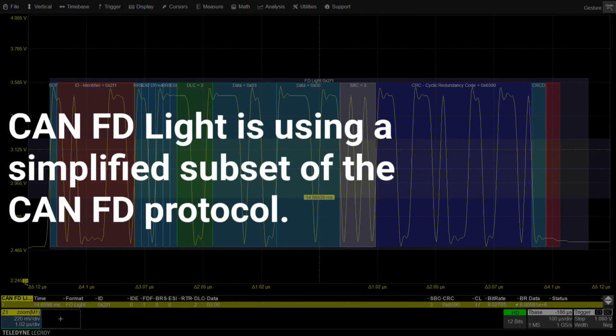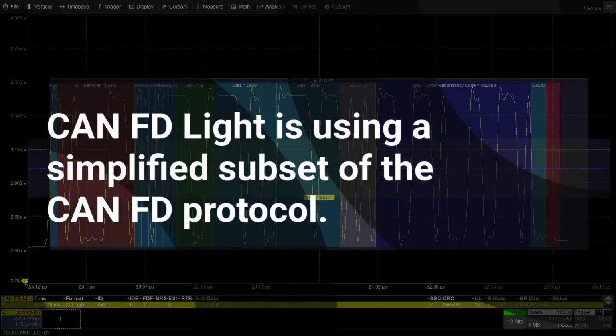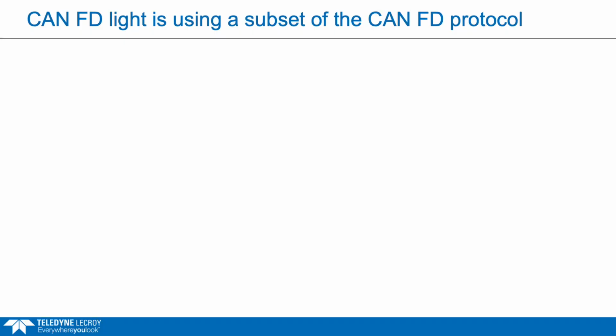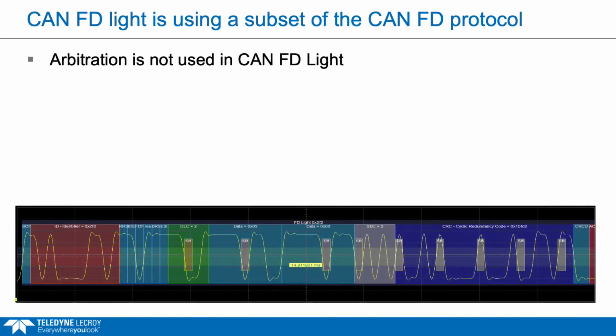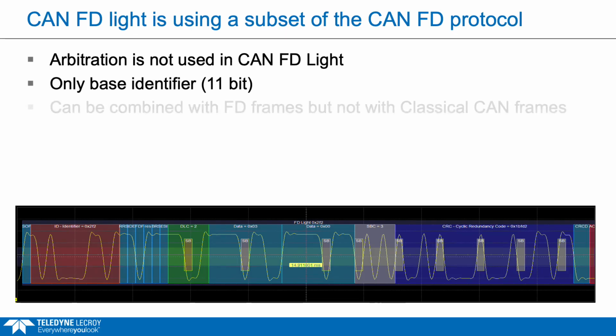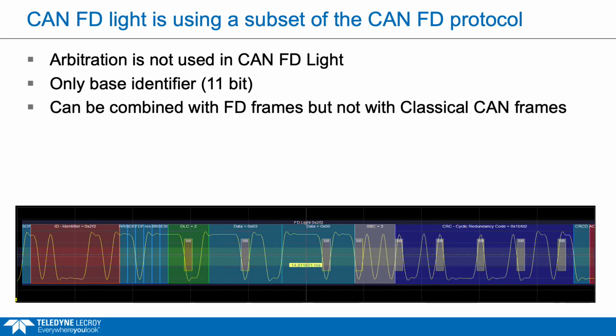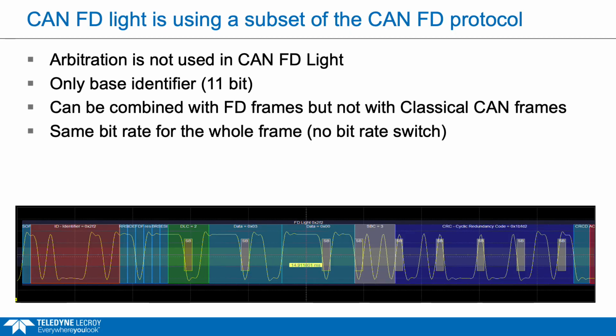CAN-FD Lite is using a simplified subset of the CAN-FD protocol. Because it's a commander-responder network, there is no need for arbitration. Therefore, there is only a base identifier with 11 bits. CAN-FD Lite can be combined with CAN-FD, but not with classic frames. There is no bitrate switch in CAN-FD Lite frames, but the bitrate can be up to 8 megabit per second.